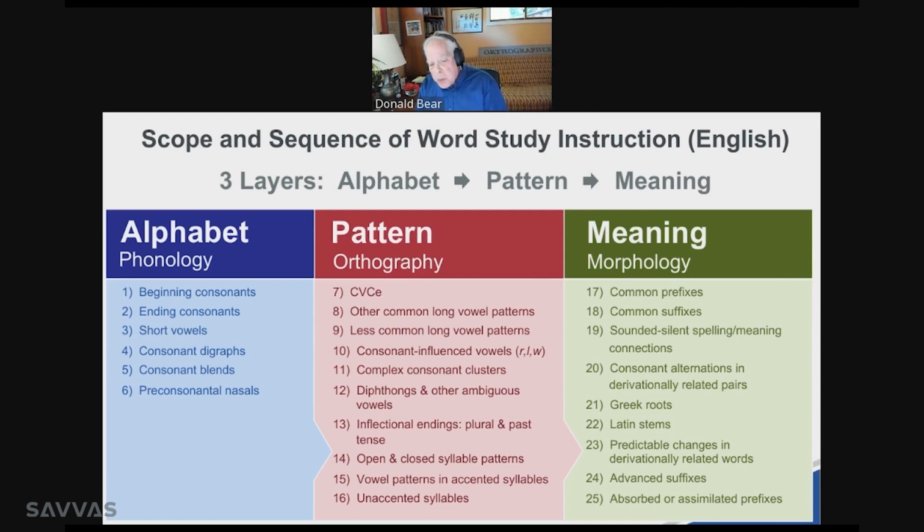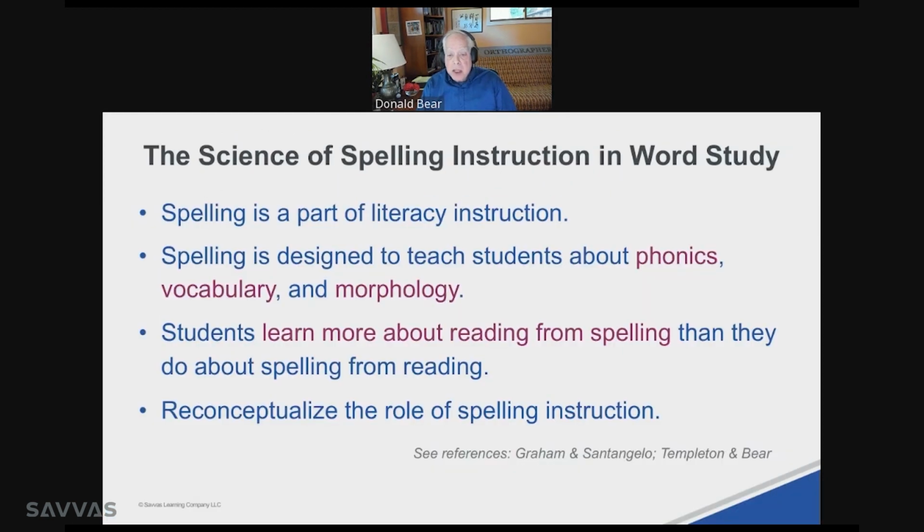And what we did here is we put the skills, the scope and sequence, if you will, along the bottom row. And you can see from 1 to 25 skills, divided by alphabet, pattern, and meaning.